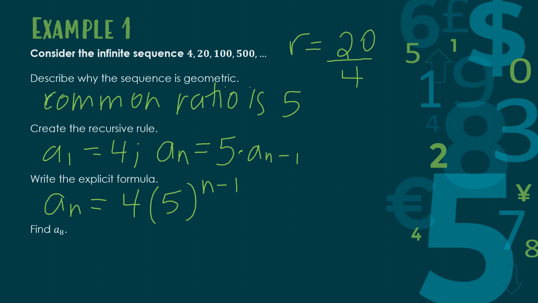Make sure you do not simplify. Some of you are going to be tempted to do 4 times 5 and put 20 to the n minus 1, but that does not follow order of operations. You cannot multiply before you know the exponent. The last thing we're going to do is find a sub 8. So that means to find the 8th term.